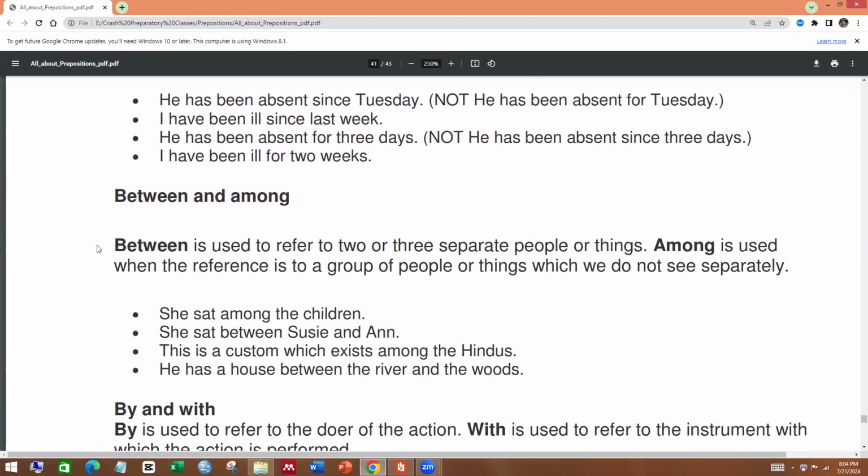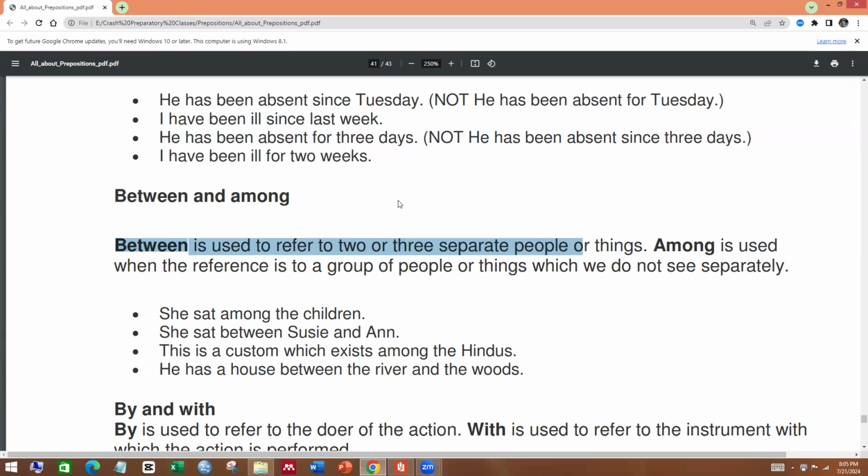Between and among. This is very important. Mostly one use of the word between is not properly taught. Let's see if these notes have that use, otherwise I will teach you. Between is used to refer to 2 or 3 separate people or things. We use between for 2 or more separate people or things. Among is used when the reference is to a group of people or things which we do not see separately.